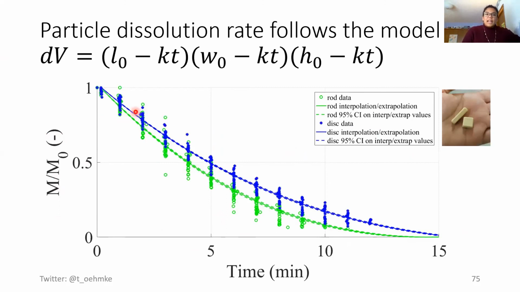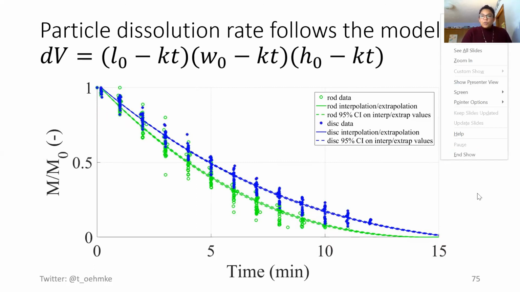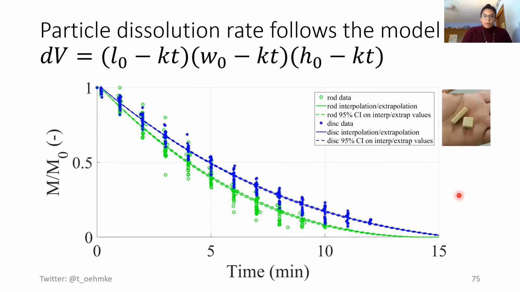Here the disc-shaped particles that I showed are the blue stars, and they dissolve slower than the rod-shaped particles, which are in green. This is kind of to be expected because they both have the same volume, so they have the same motion, but the rod-shaped particles have a smaller surface area. So we're saying, okay, great, what we predicted would happen, happened.